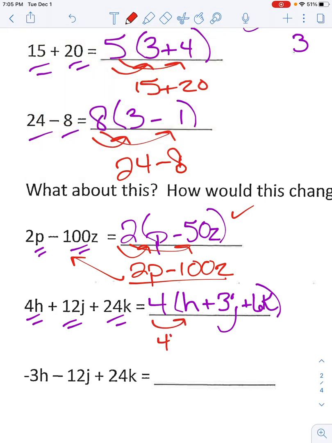And then double check your work. 4h, 12j, 24k.